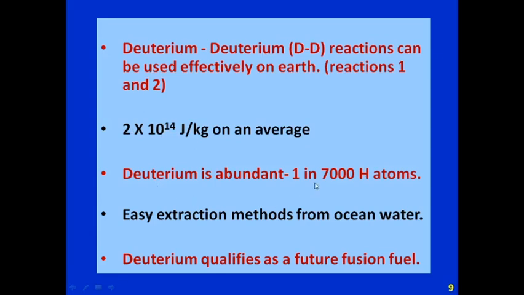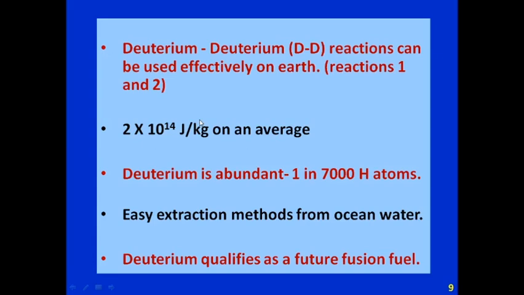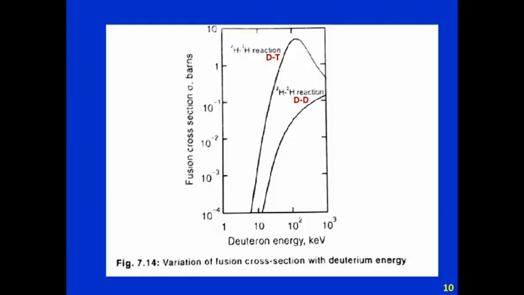And deuterium is abundant. 1 in 7,000 hydrogen atoms on the surface of Earth is deuterium. It is not so rare. So if you take 7,000 hydrogen atoms, one of them will be deuterium. Easy extraction methods are available for deuterium from ocean water, and hence deuterium qualifies as a future fusion fuel. And these reactions 1 and 2, or DD reactions, can be used as the energy source for fusion on Earth.